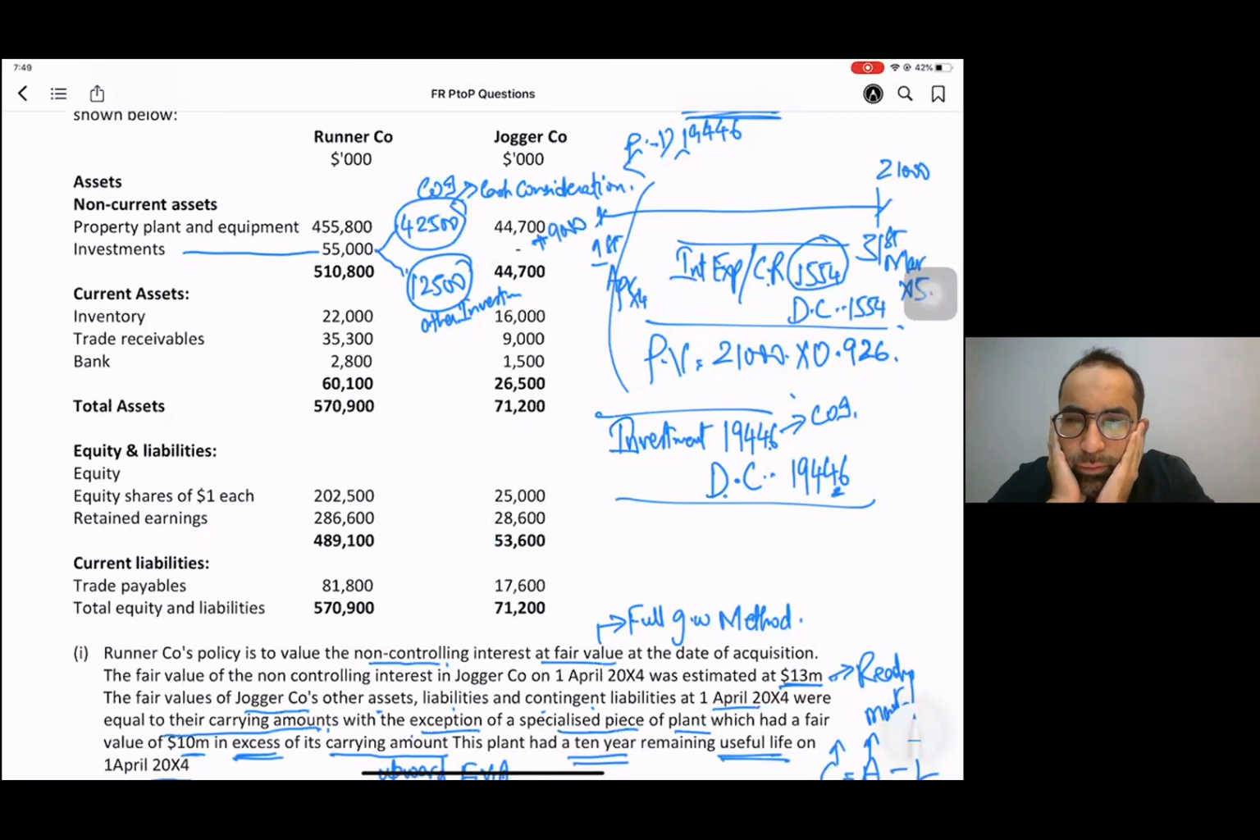Okay. So it's a very routine adjustment, no difficulty at all. This is what they give in the latest past paper. So you can easily do it.